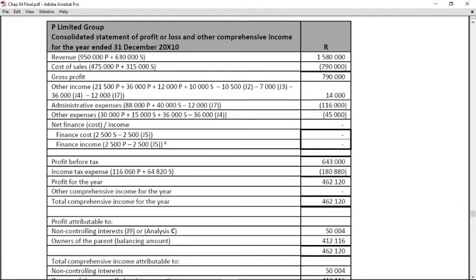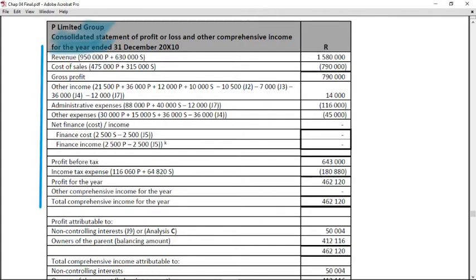We will now present the consolidated SPLOCI. You start with a proper heading indicating that it's the P Limited Group. It is the consolidated statement of profit or loss and other comprehensive income, and it's for the year ended 31 December 2010. Good exam technique is to start with the format.